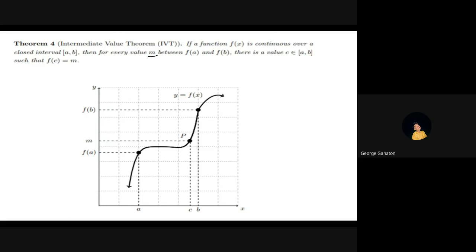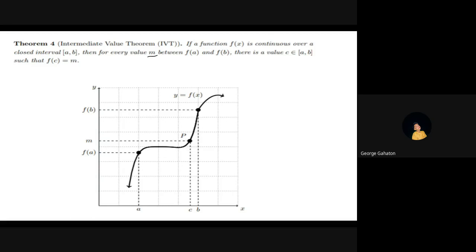Okay, as mentioned earlier, intermediate value theorem states that if a function f of x is continuous over a closed interval [a, b], then for every value m between f of a and f of b, there is a value c, which is an element of the closed interval [a, b], such that f of c is equal to m. So let us review the definition of intermediate value theorem.